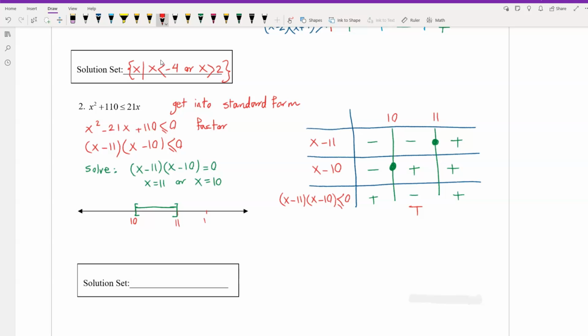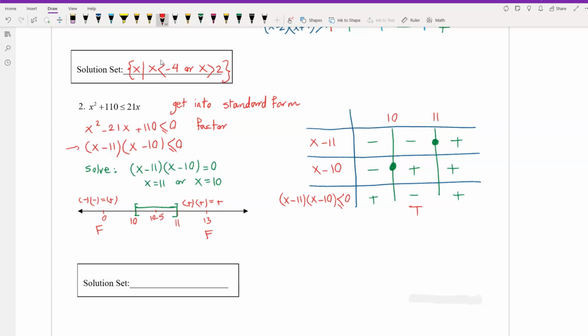Again, if we use 13, we're going to have 13 minus 11, that is positive. 13 minus 10 is positive. Positive times positive is positive. So this is false. Then here on left, for example, 0. 0 minus 11 is negative. 0 minus 10 is negative. Negative times negative is positive. So this is false.